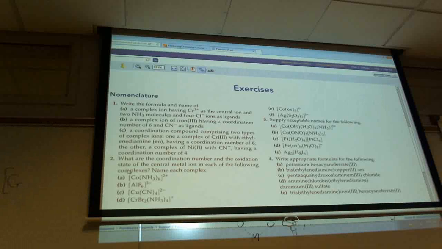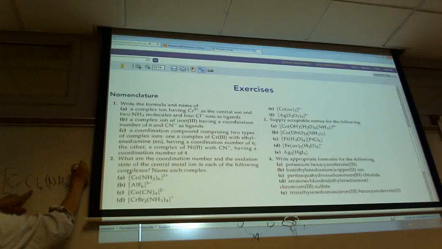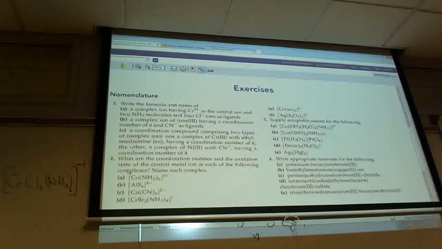Followed by the ligands. Now, do we put the anion ligands or the neutral ligands? Anion ligands first. And so we have 4 chlorides. This is regardless of alphabetical order. And then the neutrals, we have 2 ammonias. We need parentheses around these to show this. And here, what's the total charge on this? Yeah, +3, -4, -1. There we go.